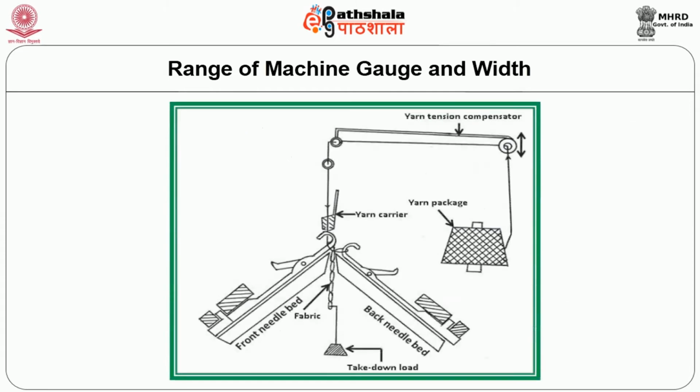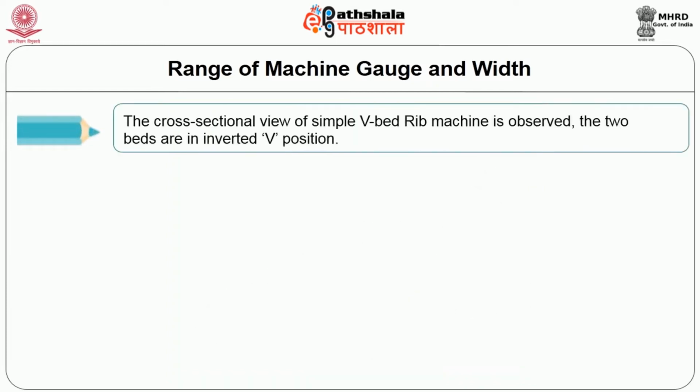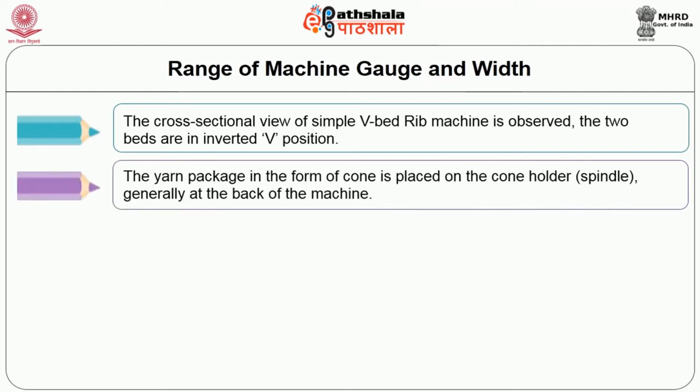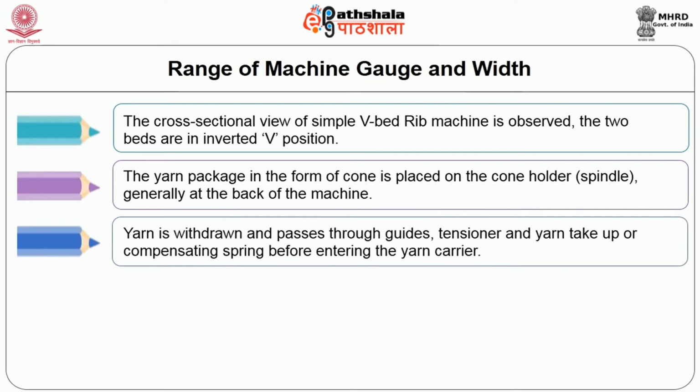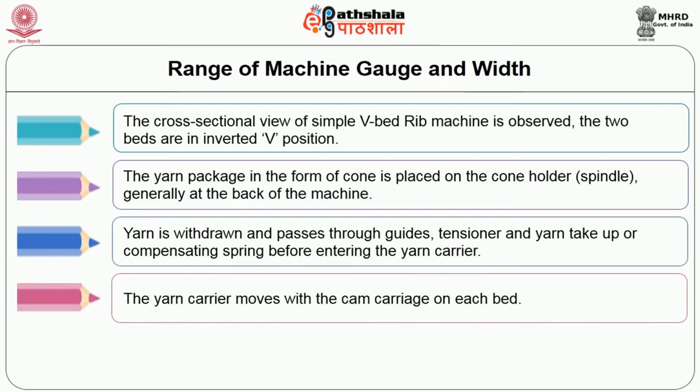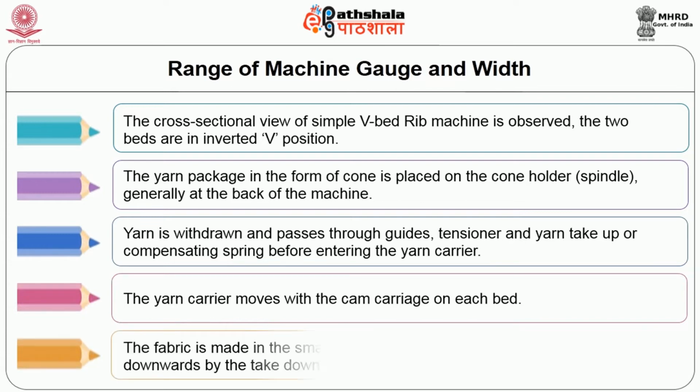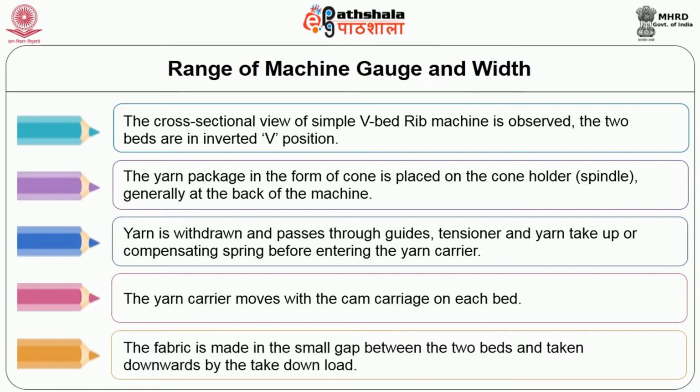The cross sectional view of simple V-bed rib machine is shown in figure. As observed, two beds are in inverted V position. The yarn package in the form of cone is placed on the cone holder, generally at the back of the machine. The yarn is withdrawn and passes through guides, tensioner and yarn take-up or compensating spring before entering the yarn carrier. The yarn carrier moves with the cam carriage on each bed. The fabric is made in small gap between two beds and taken downwards by takedown load.